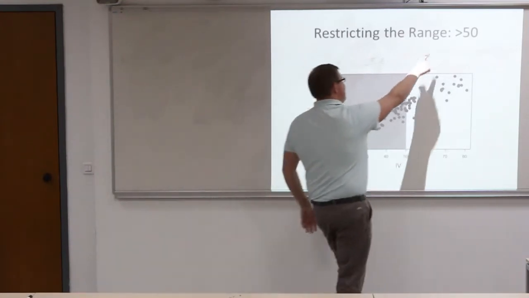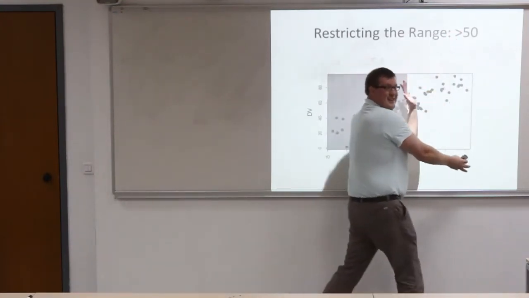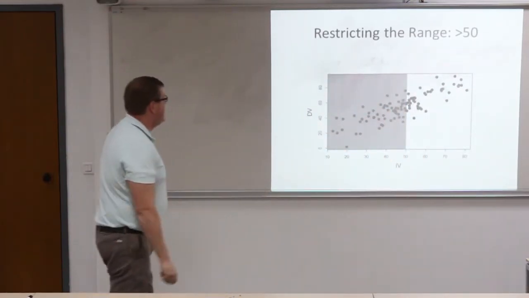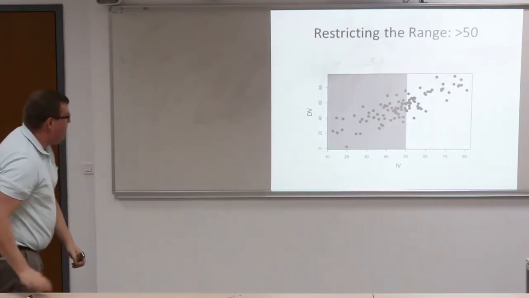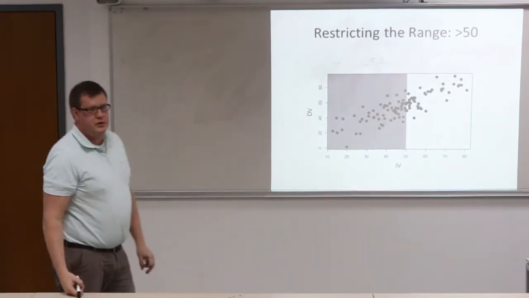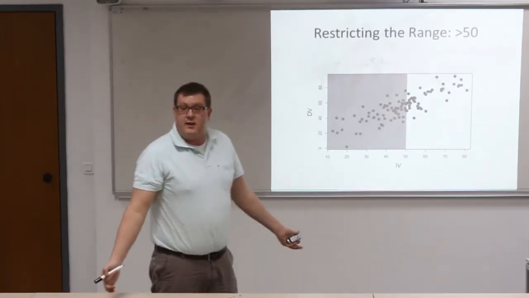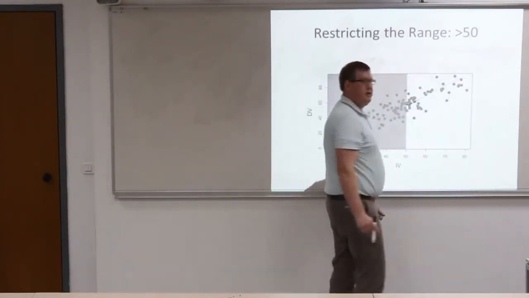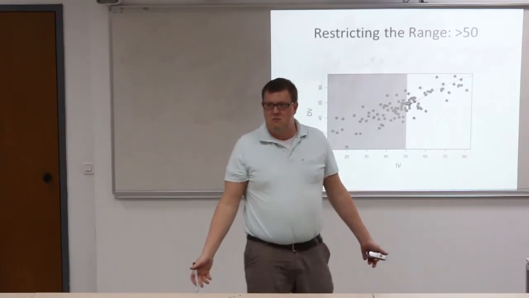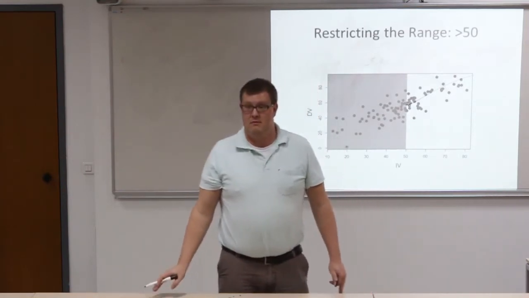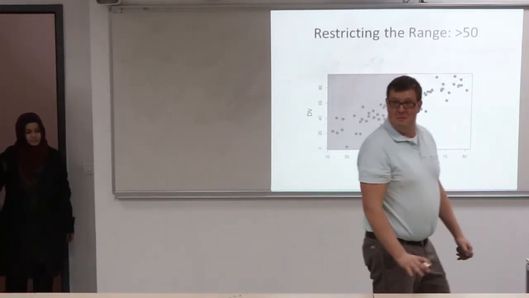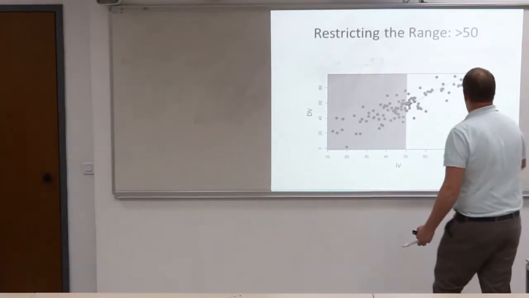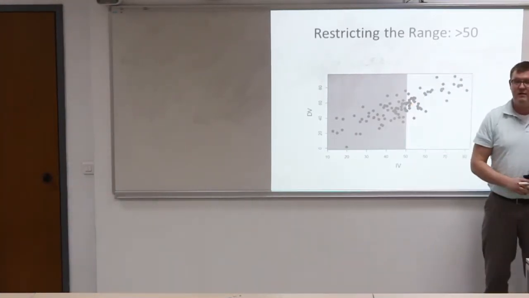I'm sorry, greater than 50. So let's only look at this part of the range up here. We'll look at this part in just a minute. If you look at that, just eyeballing it, does it look like there's a correlation? Well, it looks like there's a positive correlation, right? It looks like we could draw a line, maybe through it like that. No? If that's not a good line, what line would be better?